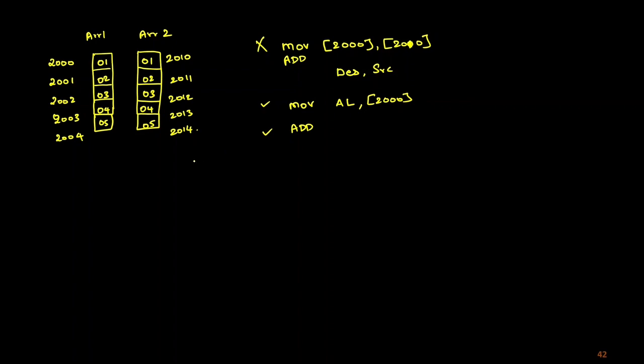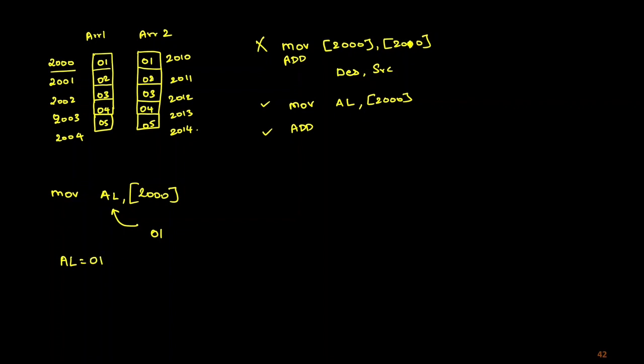In order to do that in 8086, first I have to move one of the components into a register. After moving it into my register, I can add the memory location to that register and save it in the new memory location. That is possible. So what instructions do I have to take? MOV AL, 2000. For this instruction, the element 01 will be moved into your AL. So your AL register is going to be 01.